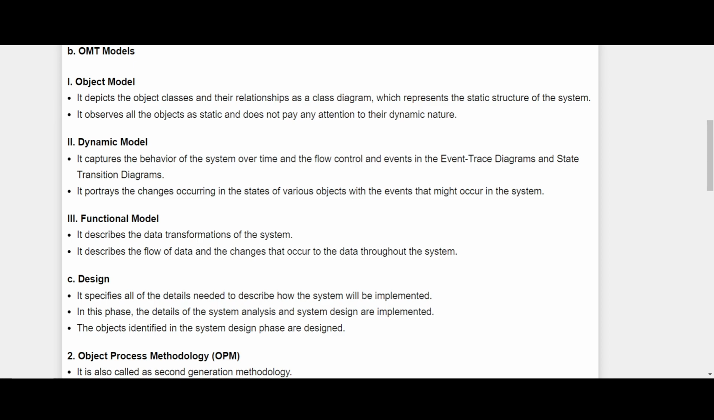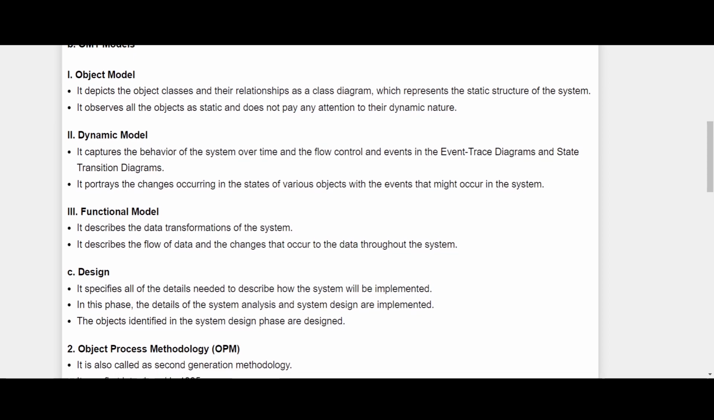And the next phase here is the design part. In the design phase, it specifies all of the details needed to describe how the system will be implemented. Then in this phase, the details of the system analysis and system design are implemented. The objects identified in the system design phase are designed here.